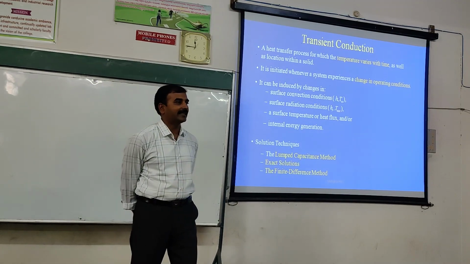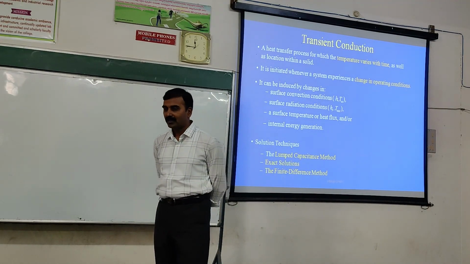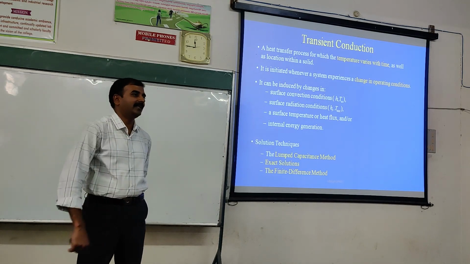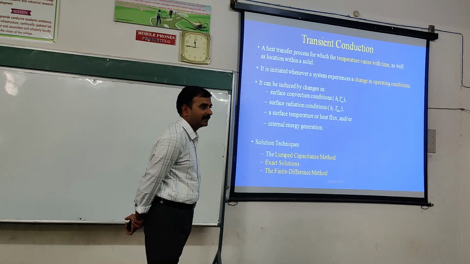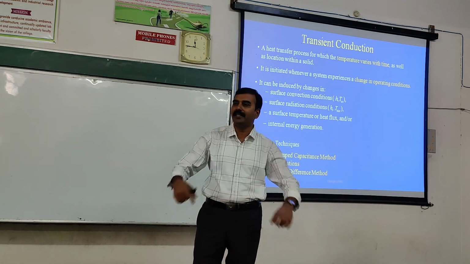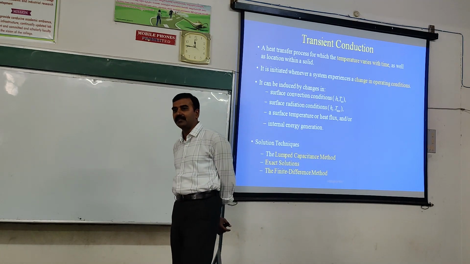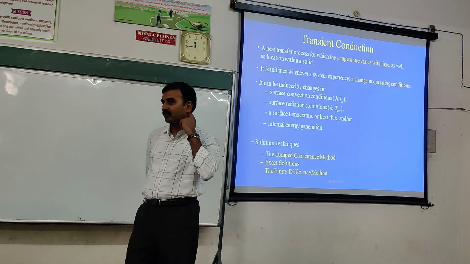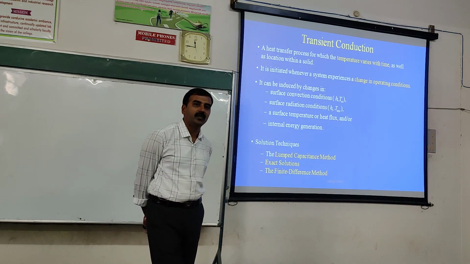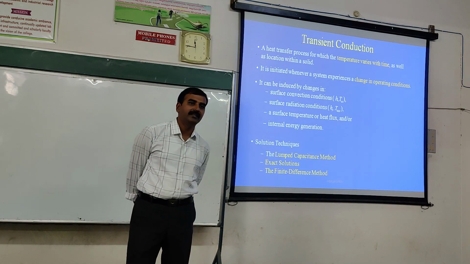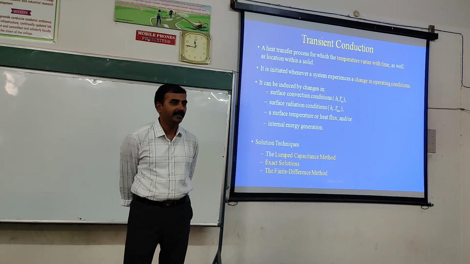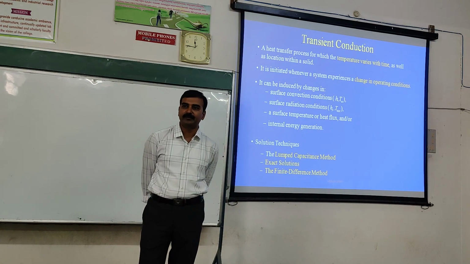So far our discussion has been limited to steady state. So where is it reflected in the mathematical equation? We take the general conduction equation in three-dimensional condition: del squared T by del x squared plus del squared T by del y squared plus del squared T by del z squared plus q dot by k is equal to 1 by alpha into del T by del t, that is, temperature by time.